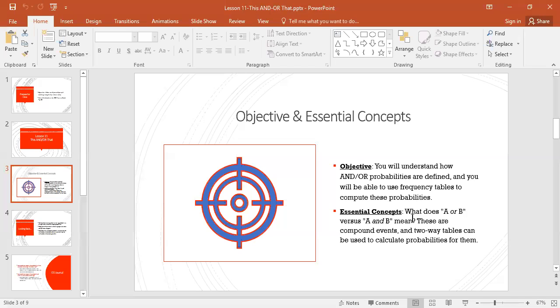So how do we calculate the probabilities of a situation where it's one or the other, or one and the other? These are compound events. Compound meaning combined, right? Combined together. So compound events and two-way tables can be used to calculate probabilities for them. Our frequency two-way tables are going to help us calculate those probabilities.